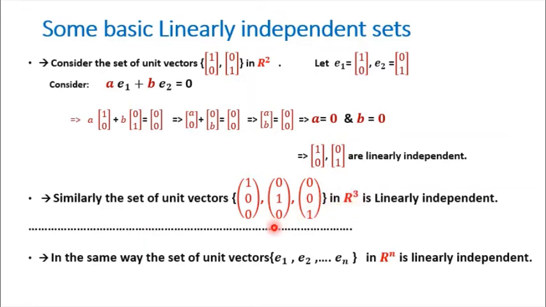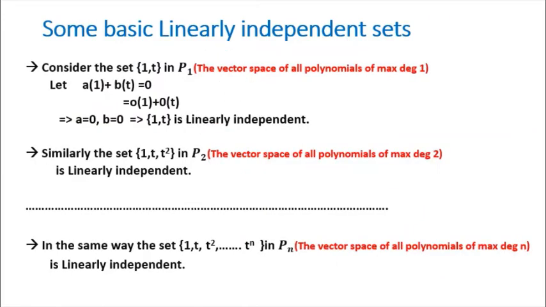In the same way, the set of unit vectors in Rn means you have all the column vectors with n rows, and you will denote them with E1, E2 and so on up to En in Rn, and this set is also linearly independent. Now let us see the next basic linearly independent sets.